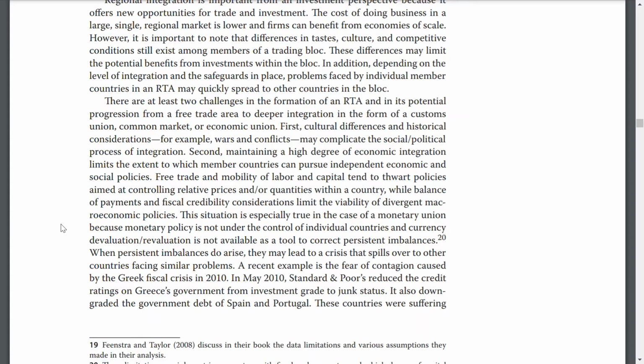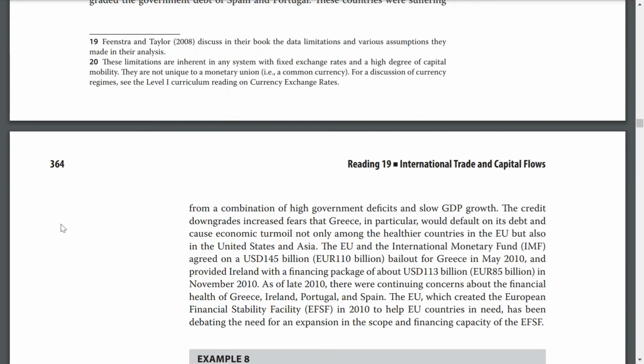In May 2010, Standard & Poor's reduced the credit rating of the Greek government from investment grade to junk status. It also downgraded the government debt of Spain and Portugal. These countries were suffering from a combination of high government deficits and slow GDP growth. The credit downgrade increased fears that Greece in particular would default on its debt and cause economic turmoil, not only among the healthier countries of the EU, but also in the United States and Asia.